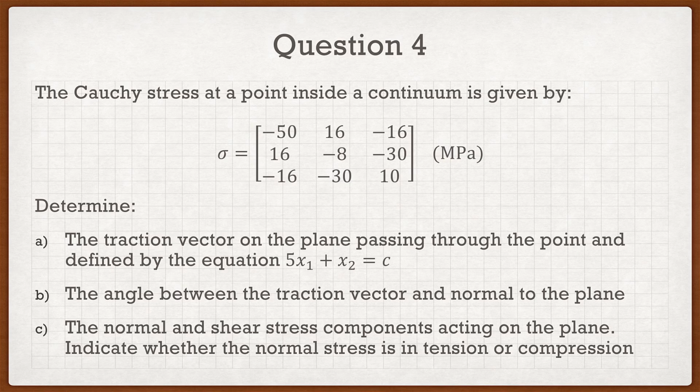So the question says the Cauchy stress at a point inside a continuum is given by, and as we can see, the stress tensor, or the Cauchy stress tensor, is a simple 3 by 3 matrix, or tensor, and it's symmetric. Those are two key things: 3 by 3 and symmetric. It wants us to determine three things. First, what is the traction vector on a plane passing through a point and defined by the equation 5x1 plus x2 equals c.